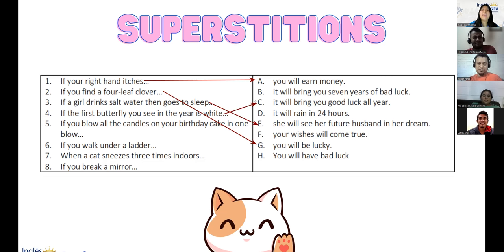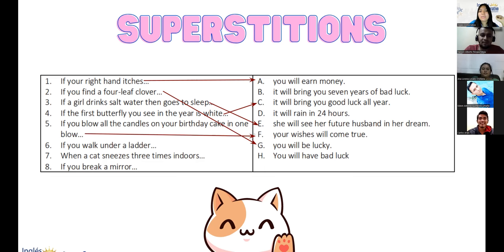All right, this one is about when you are having a birthday. If you blow all the candles on your birthday cake in one blow, what happens? Your wish will come true. Your wishes will come true. Yes, cuando usted sopla las velitas y las apaga todas de un solo, se te va a cumplir, le dicen, right? Yeah, porque las sopló y se apagaron todas, right?